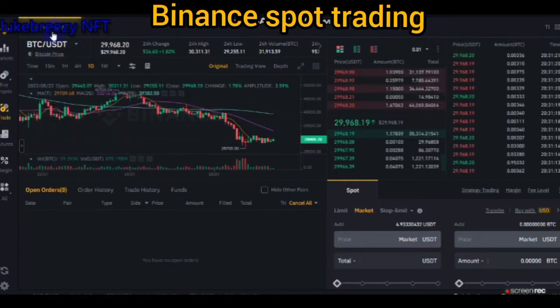Today I'll be telling you and showing you how to use the Binance spot trading platform. And here we are on the Binance spot trading platform. As you can see right here, this is the trading pair, BTC against USDT, where BTC is Bitcoin. So here we are trading Bitcoin against USDT. Simply, if you want to buy BTC, you have to use USDT, and when you sell your BTC, you'll be given USDT in return.